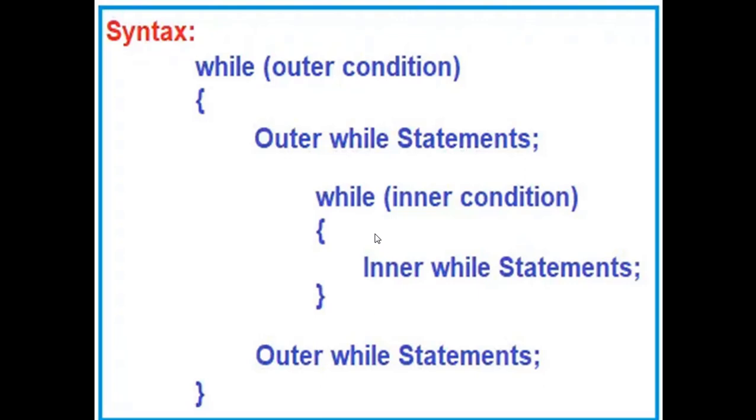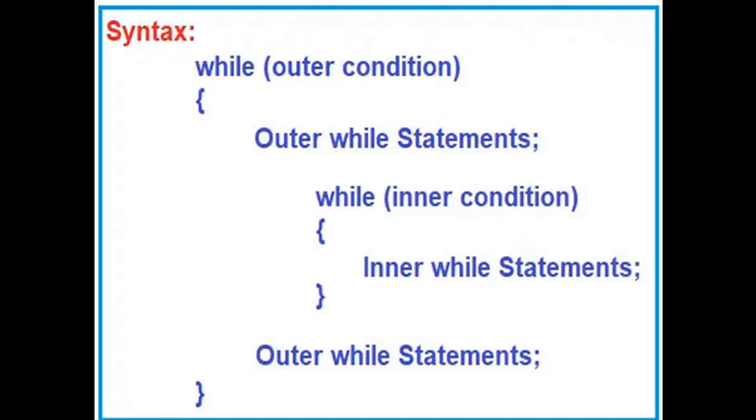When we need to repeat the loop body itself n number of times, then we need to go for nested loops. Nested loop can be designed for up to 255 blocks. This is the syntax of nested while loop in C program.